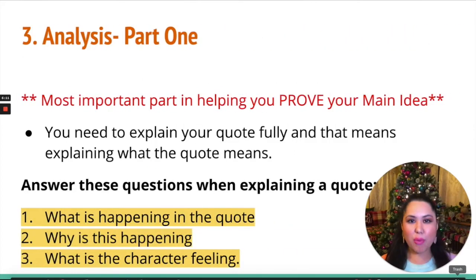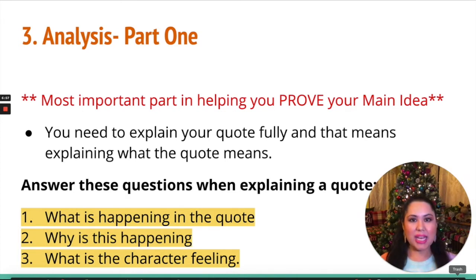All right, so now we're at the A, and the A stands for analysis. I do think you need a two-part analysis to make it the strongest analysis that you can when describing the quote that you have chosen in order to prove your thesis statement. So let's look at analysis part one. This is the most important part of your body paragraph because this is where you are proving that your main idea sentence makes sense and is correct.